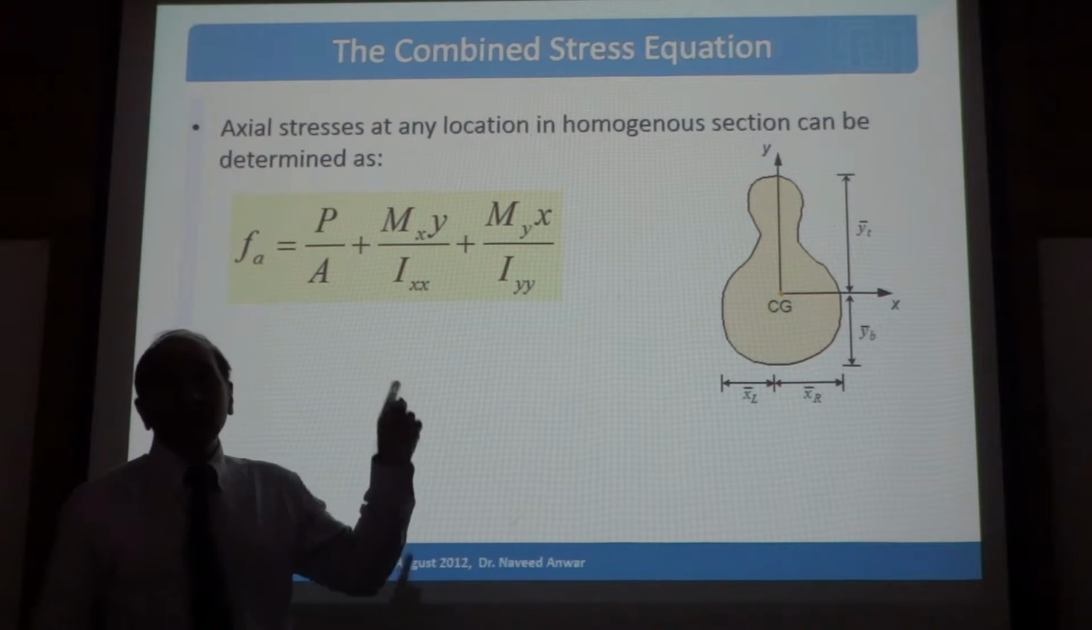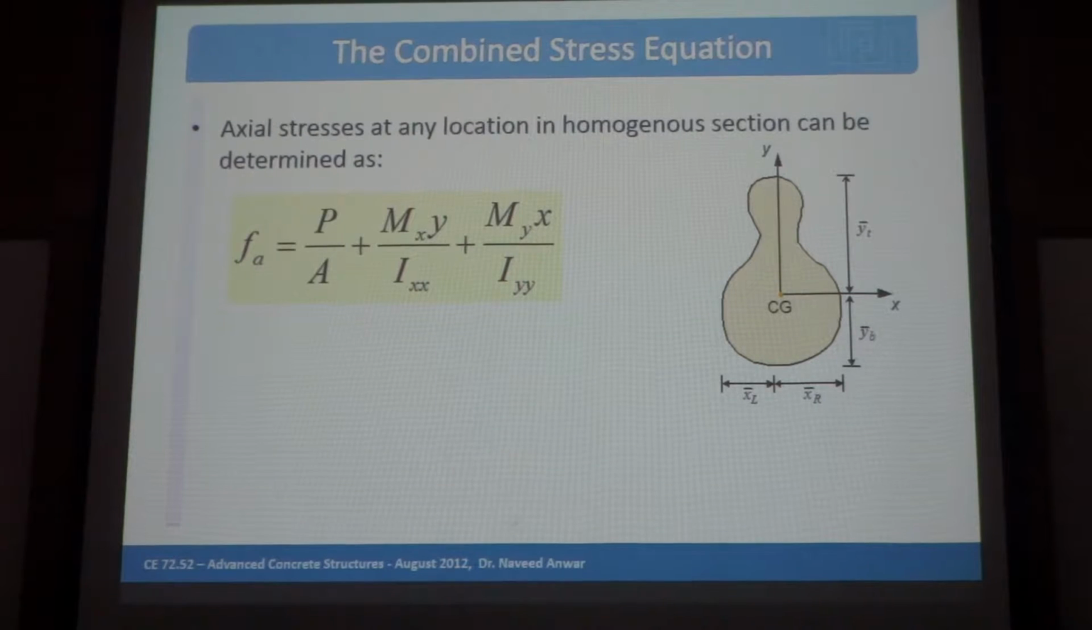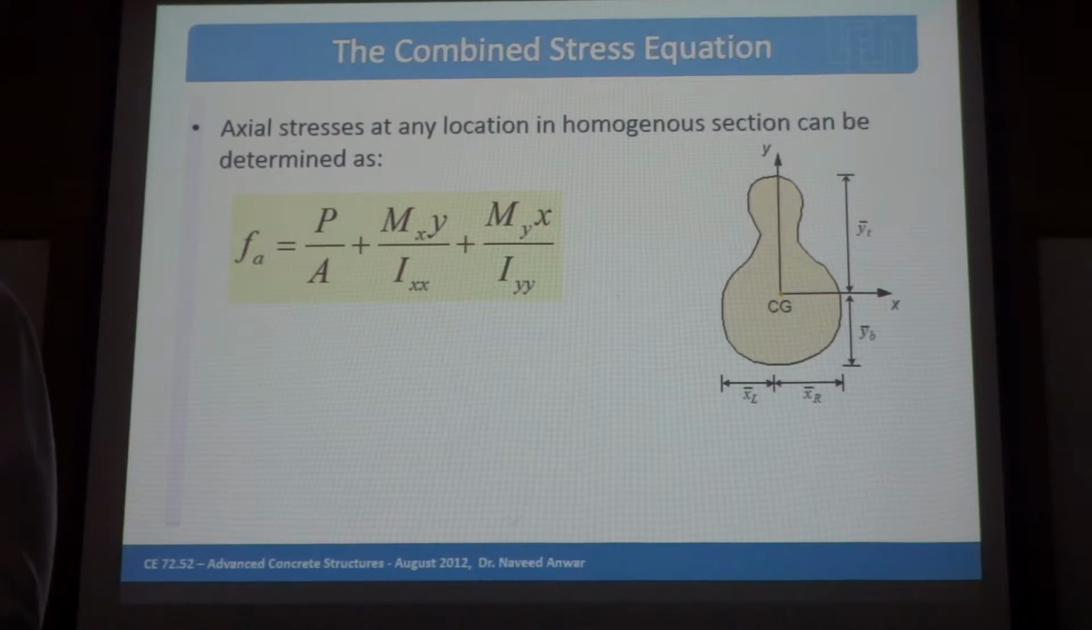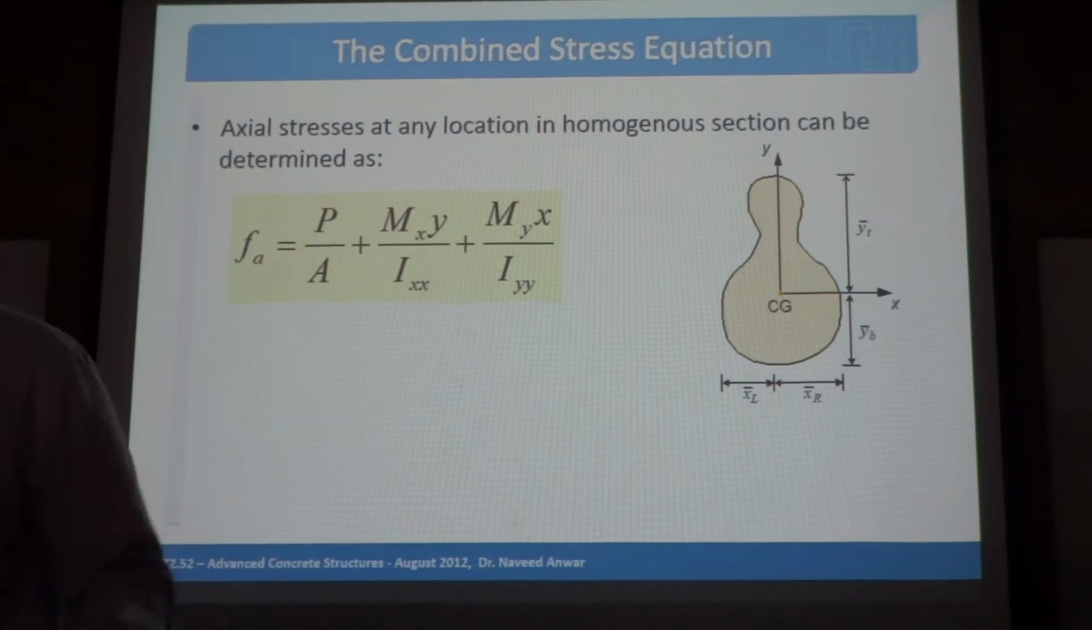Why did we not use it in reinforced concrete? We cannot use this equation in reinforced concrete. Why not? Because it's not homogeneous. This is for homogeneous, isotropic, elastic materials. Concrete is neither. So we couldn't use it. That's why we needed that huge long equation.